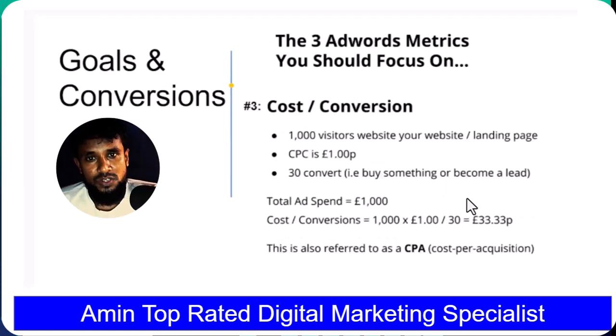ad spend. So, cost per conversion. Suppose 100 visitors visit your website landing page, CPC is €1 and 30 convert, so total ad spend is €100 and cost per conversion is 100 divided by 30, which is 3.33. That means 33.33% is your conversion rate, and the cost per conversion is also referred to as CPA or cost per acquisition.